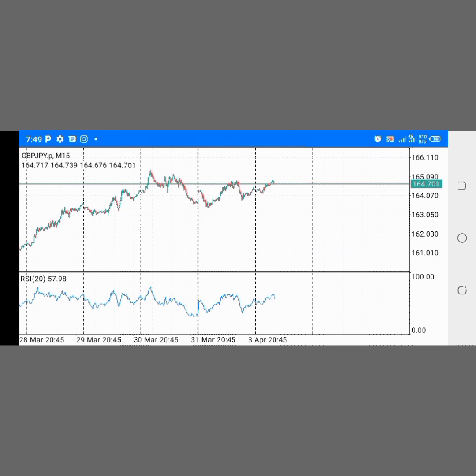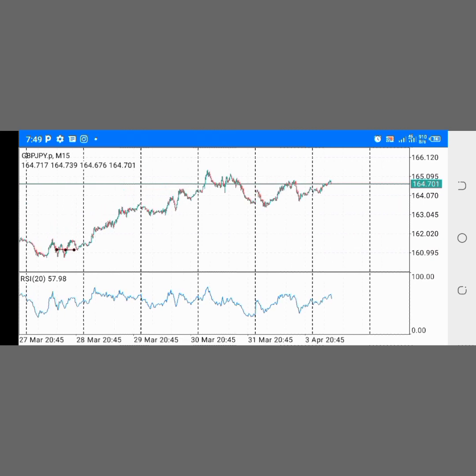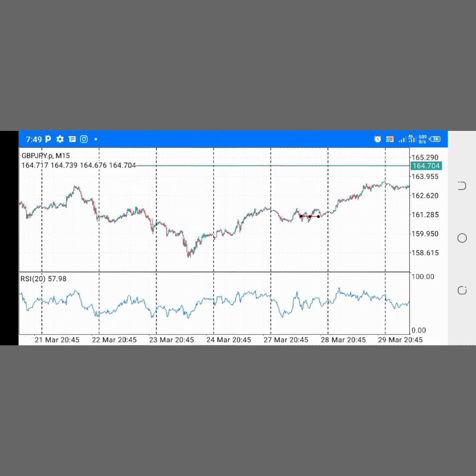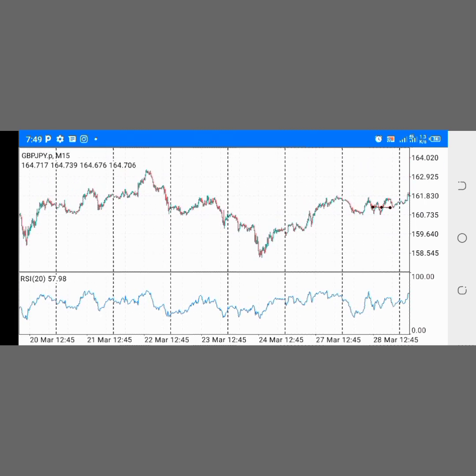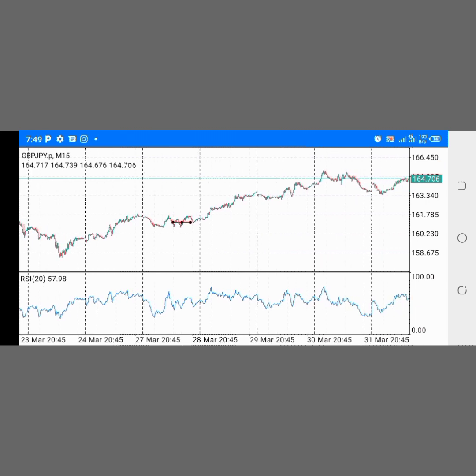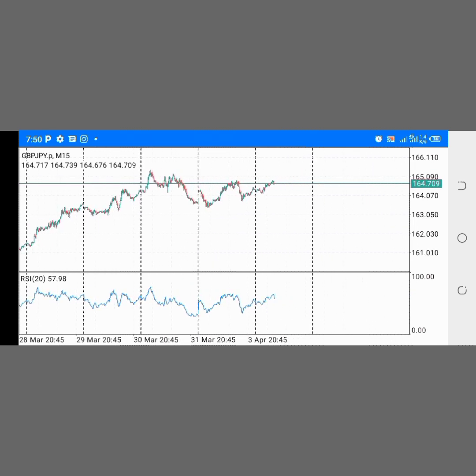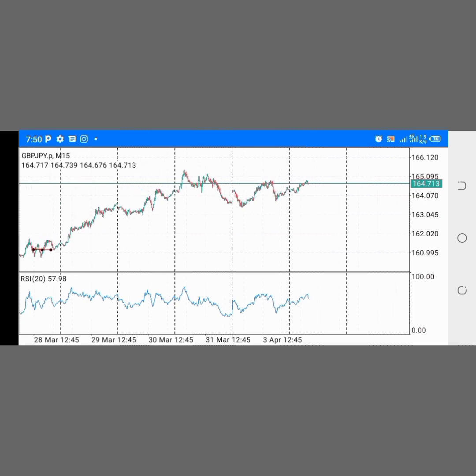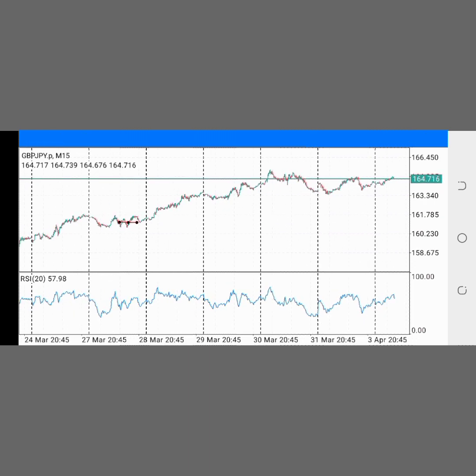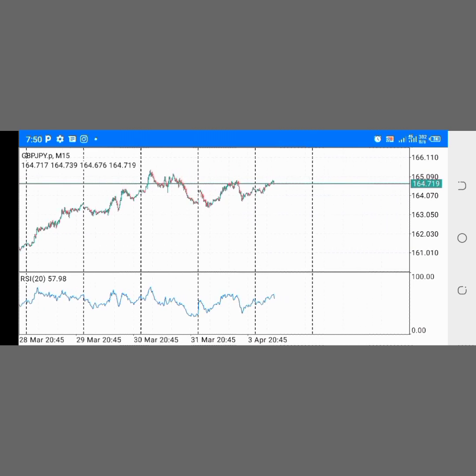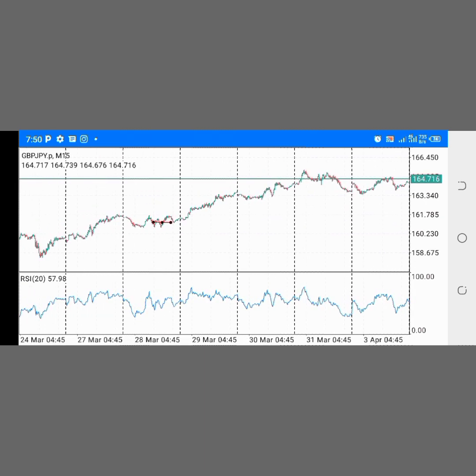Okay, so let's break down the SAEE formula. Let's begin with this chart of British pound against the Japanese yen. Actually, I am going to give you 3 seconds to identify this market structure. So 3 seconds, 1, 2, 3. If you said the market is in a bullish trend, then you are really right.